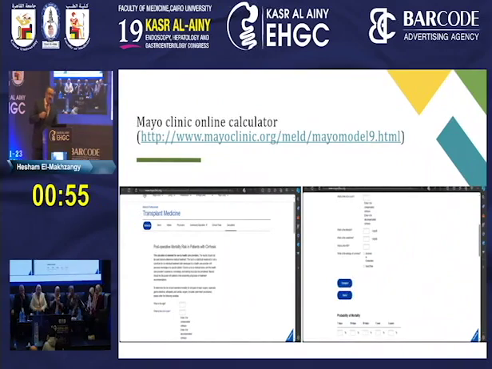Now, this is a very beneficial web link that maybe our residents and registrars should try and visit. This is a link for the online Mayo Clinic calculator. It asks you to input certain information, and at the end, it gives you the expected mortality scores. And I recommend it to all our juniors.